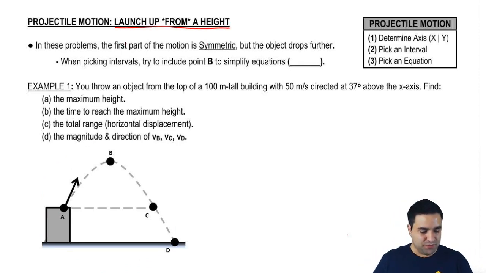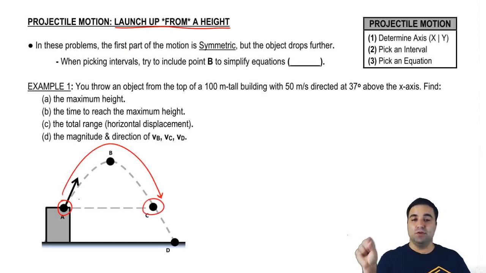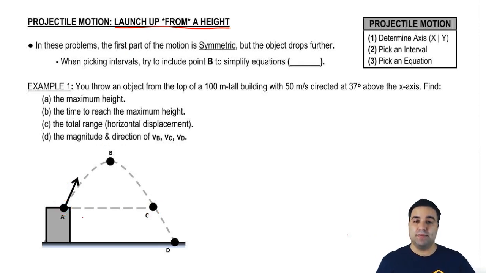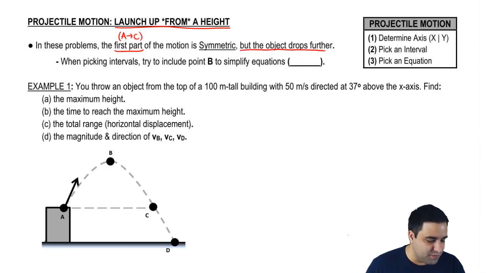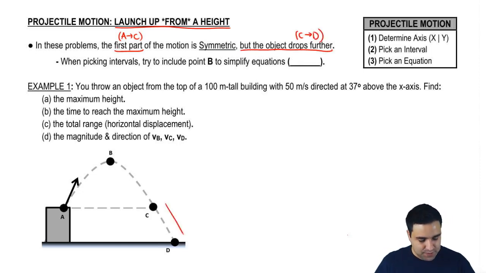So in these problems, the first part of the motion is symmetric. And what I mean by first part is from A to C. Remember, if two points are at the same height, they're symmetric. That means that the time to go up is the same as the time to go down. So by first part, I mean A to C. But the object drops further. Drops further is C to D, this piece over here. And that's what's different between this type of problem and, let's say, a symmetric launch problem.